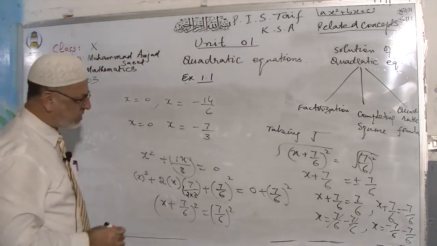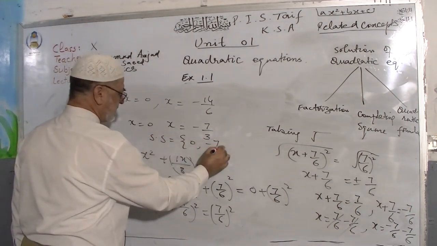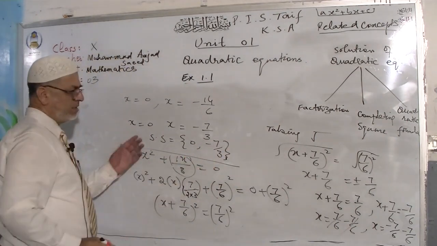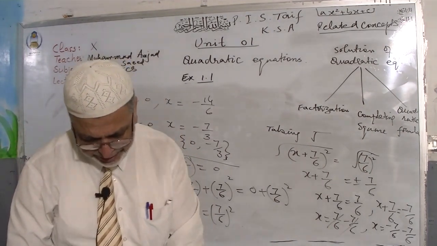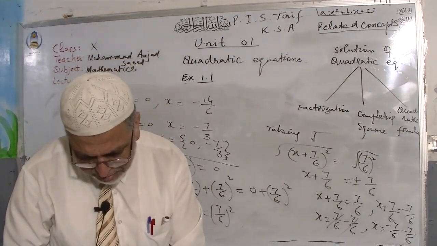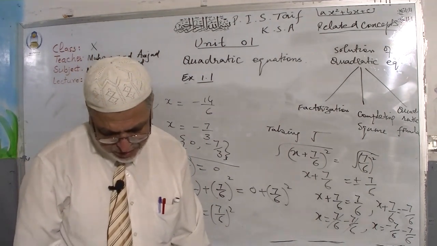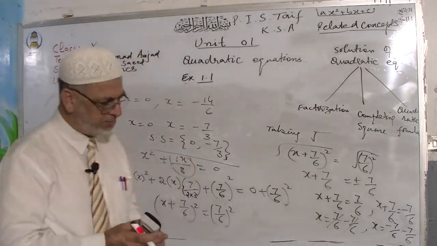Dear students, your solution set is 0 and minus 7 over 3. That is your answer. After that, I think you can do part number 6 by yourself, and I'm going to solve part number 7.